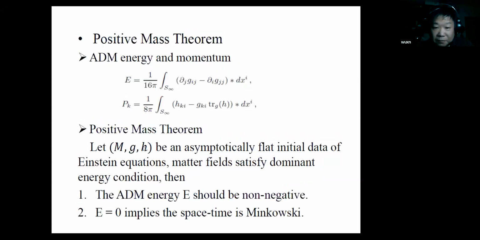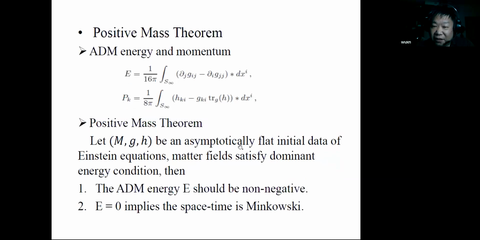Tensor is H. Sorry. There should be asymptotically flat initial data of the Einstein equation. And we also require that the matter fields, if we have matter, should satisfy something called the dominant energy condition. And then we can get the following result.